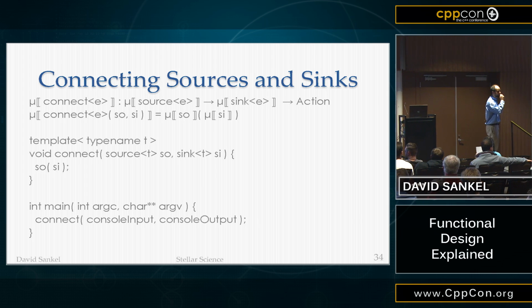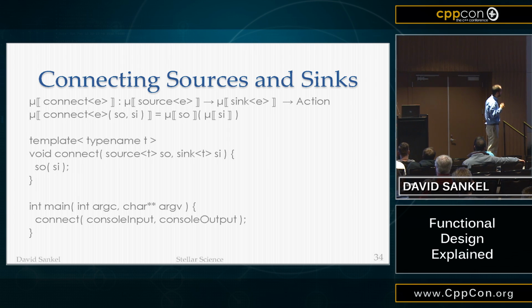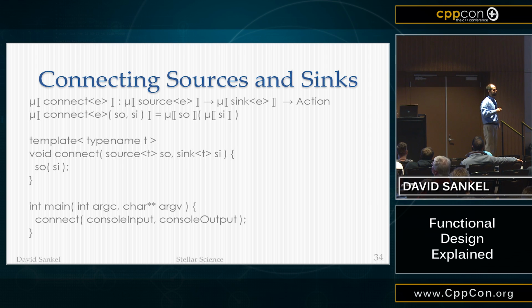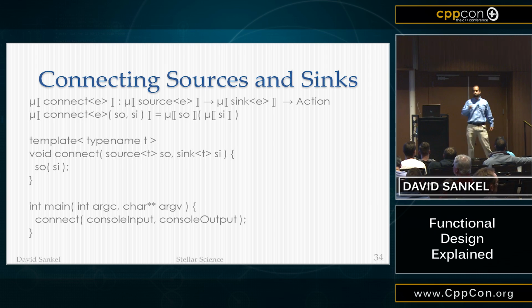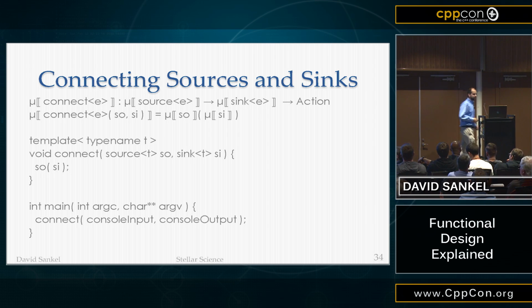Is it correct to say that a source is a special kind of sink, since a sink takes something and returns an action, and a source takes a sink and returns an action? The comment is, is the source a special kind of sink? Because they both do an action, and I'd have to think about that. So anyway, we have this connect function, and this works. What other kind of things can we do?